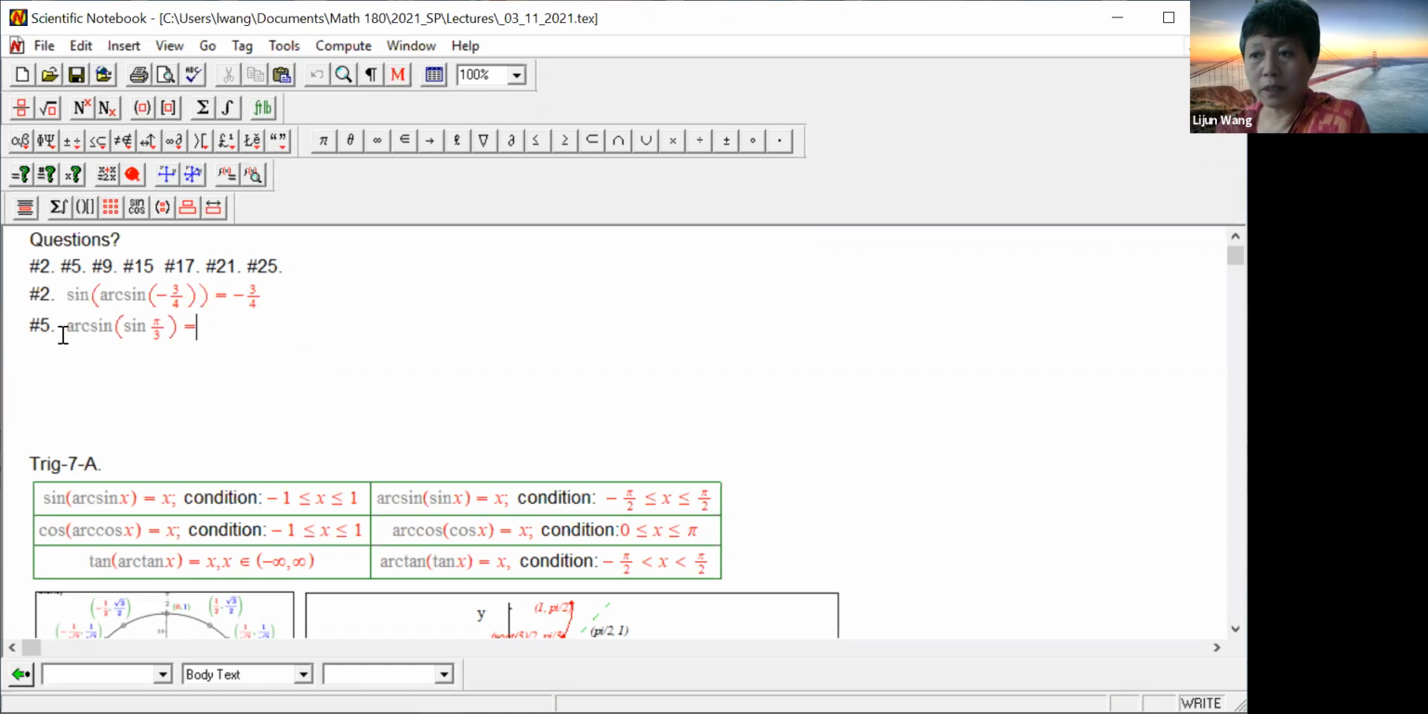So what would this be equal to? Well, in this part, the input, which is an angle, will satisfy this condition. Therefore, that property would apply. So this answer would just be pi/3.